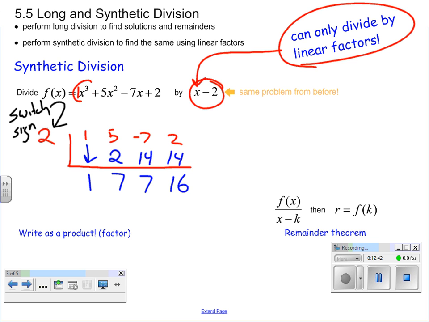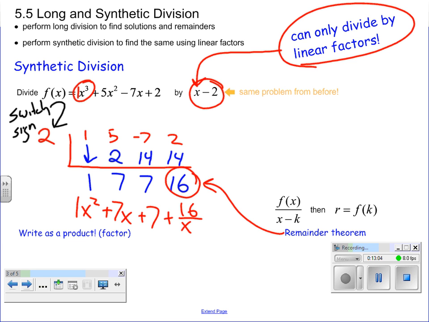We started with an x cubed, and since we divided by 1x, this first column should be x squared. So I'm going to write this as 1x squared plus, and then we have a 7, so that's 7x. I'm dropping 1 degree. Plus 7, and the last number, this is the remainder. Okay? So we say plus 16 divided by x minus 2.